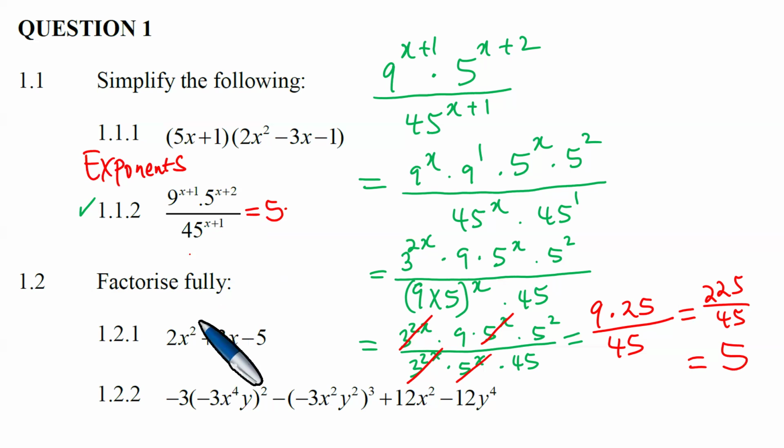Okay, right. So we took this question down, which was 9 to the power of x plus 1 times 5 to the power of x plus 2, all divided by 45 to the power of x plus 1. Now, the 9 to the power of x plus 1 is 9 to the power of x, 9 to the power of 1. The 5 to the power of x plus 2 is 5 to the power of x and 5 to the power of 2. And then the 45, we broke it down. And then now we're able to see that.